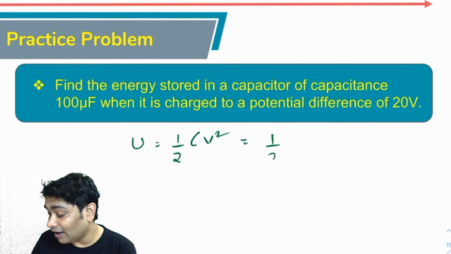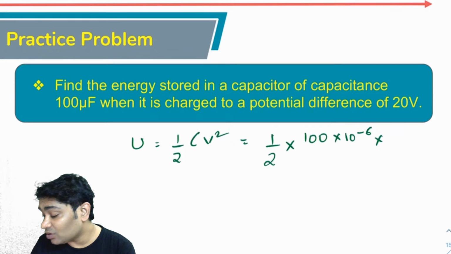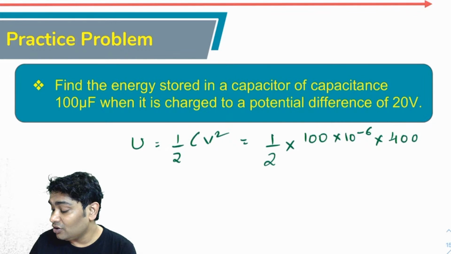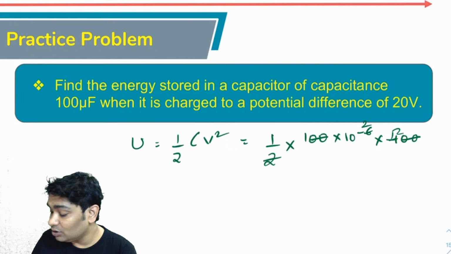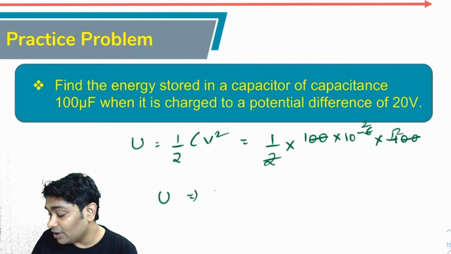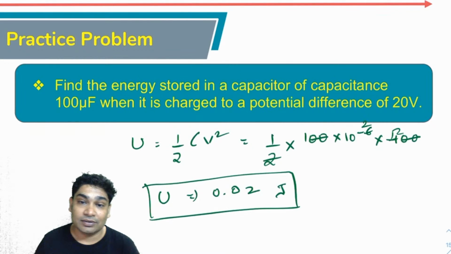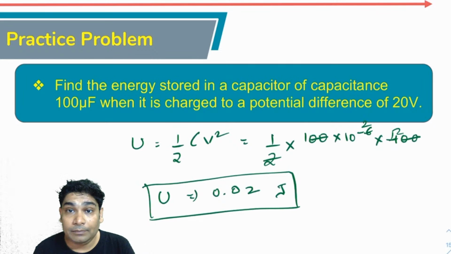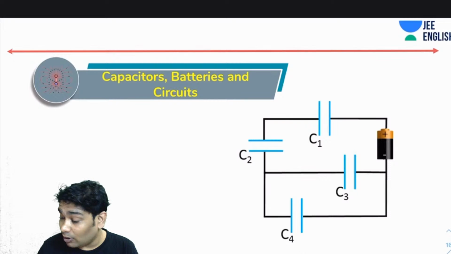So here it would be half into C, which is 100 microfarad, which is 10 to the power minus 6, into 20 square, which is 400. So 4 powers here are gone with 2 powers here left. This is 2. So the energy stored U is 0.02 joules. This is the energy stored in my capacitor. Okay. Now let's talk about capacitors.